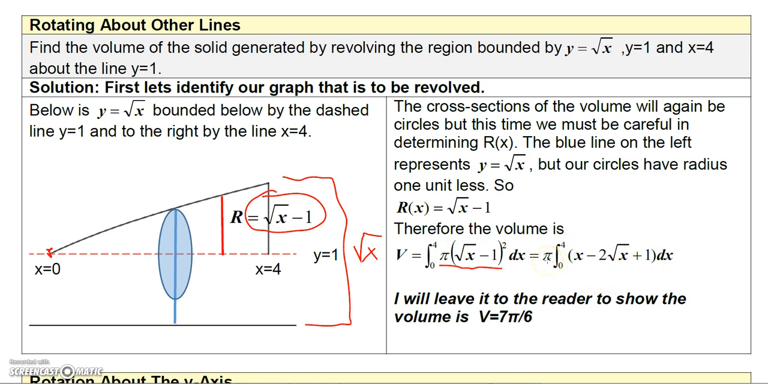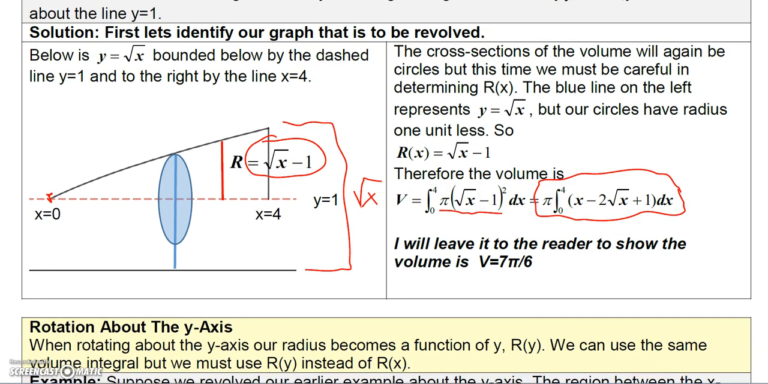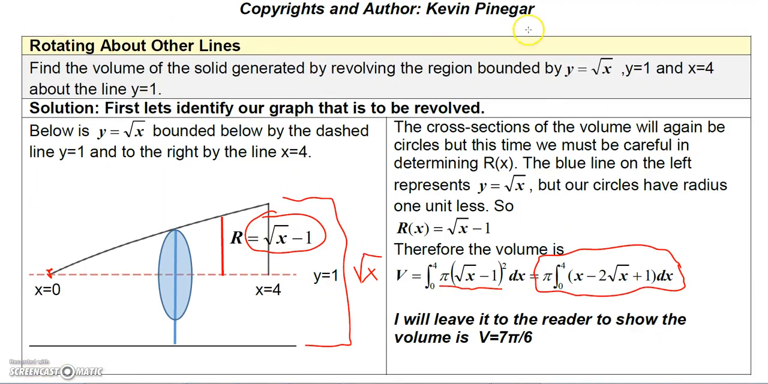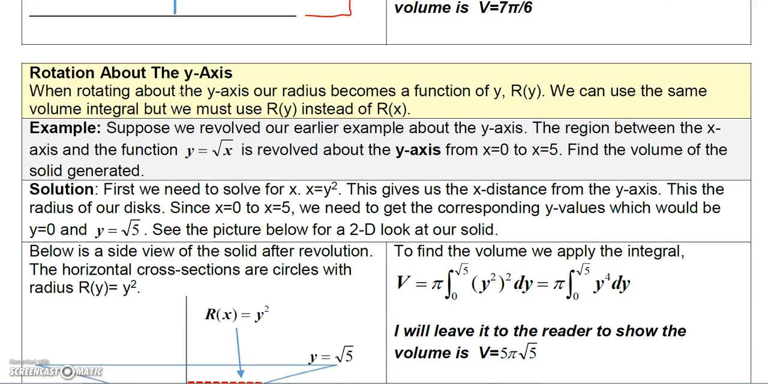And I just moved the pi to the outside. I didn't actually evaluate this, but you can, and you should get that the volume is pi times 7/6, or 7 pi over 6. So anyway, that's what happens when you revolve about the line y equals 1. And I meant to have this say x equals 0, so that's where the mix-up was there.